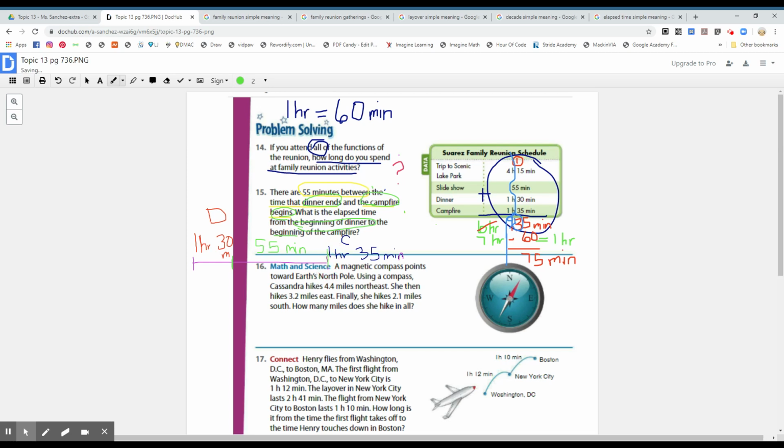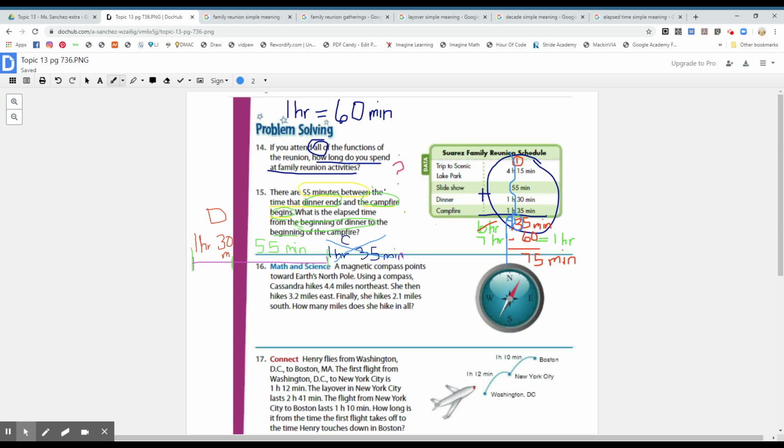So can you tell me what's trash? If we're looking at the strip diagram this way, what's trash, boys and girls? If you said trash is the amount of time the campfire took, then you're correct. We don't need that after all. Why? Because we want the elapsed time, how long it took from the beginning of dinner, and this is how long dinner took, all the way to the beginning of the campfire. You stop right here, the beginning part of it, not how long it also took. But remember, boys and girls, the 55 minutes are in between.